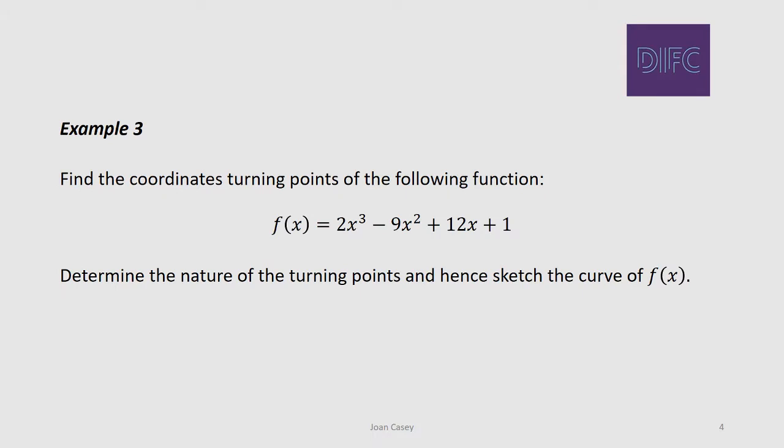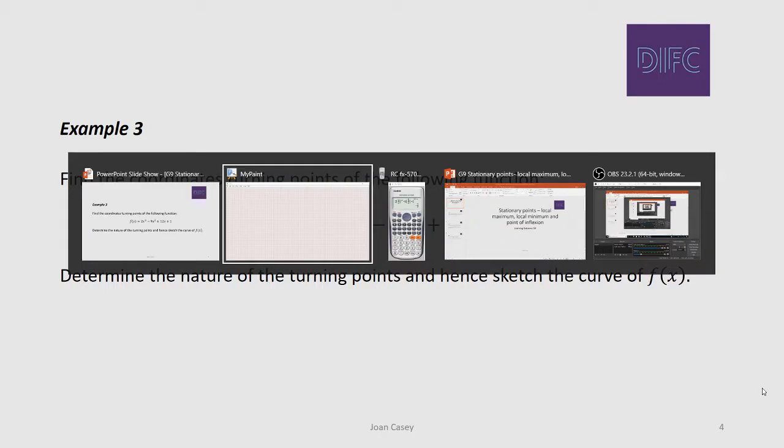So find the coordinates of the turning points of the following function. We have 2x cubed minus 9x squared plus 12x plus 1. Determine the nature of the turning points and hence sketch the curve. So we'll take a look at this one.